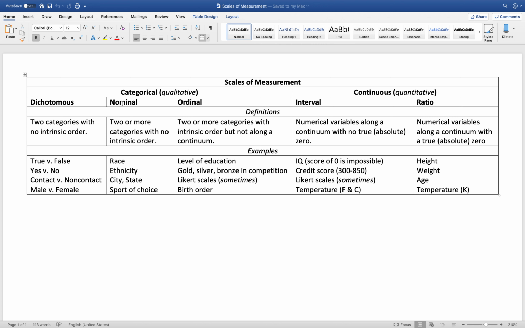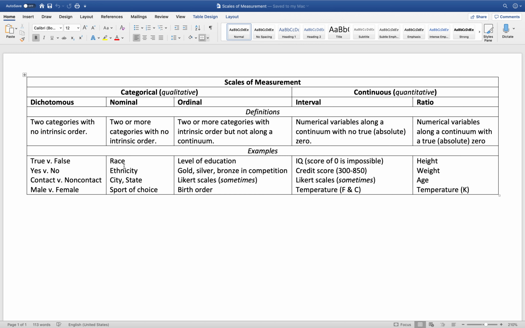So it depends really, it's more subjective than anything else. So nominal pertains to two or more categories with no intrinsic order. So you can have 3, 4, 5, 6 different categories with no intrinsic order. And in the examples, I've included race, ethnicity, city, state, perhaps where you're living now or where you were born, and sticking to the theme of sports, your sport of choice.